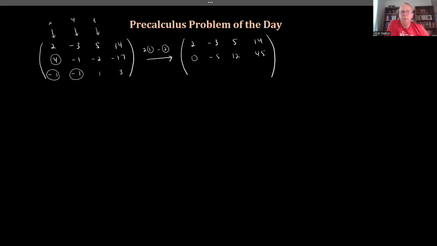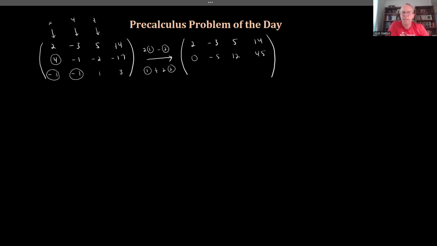So let's do row 1, I should say, plus 2 times row 2. Okay, now let's stop here. So this one we did a minus, this one we did a plus. How do I know that? Well, if these two are the same sign, we're going to have to subtract. And these two are opposite signs, so we can add in order to get to 0.